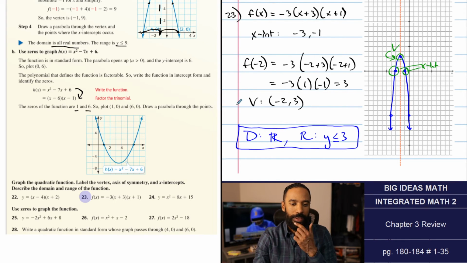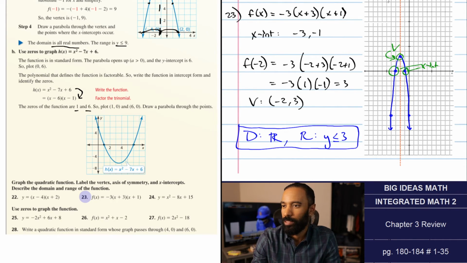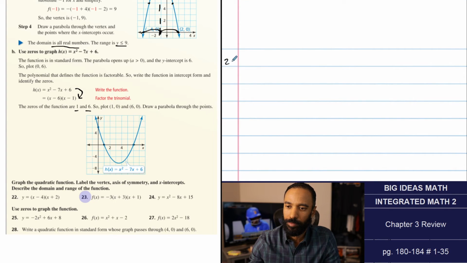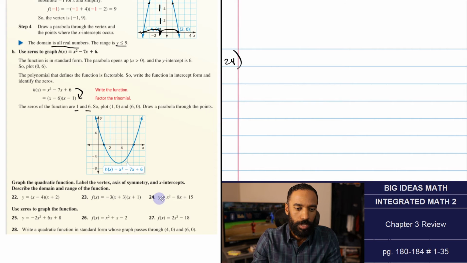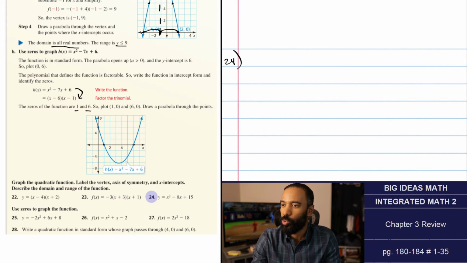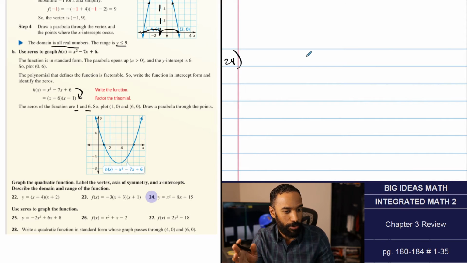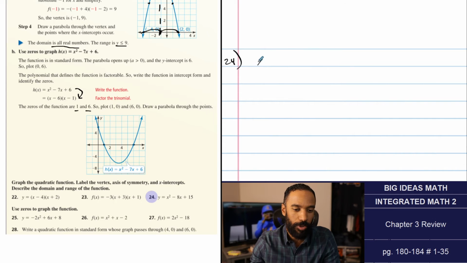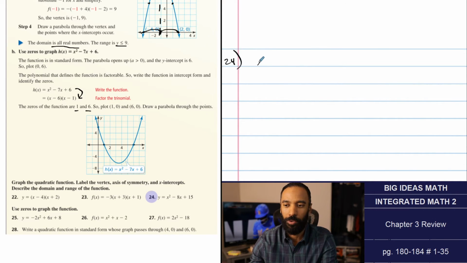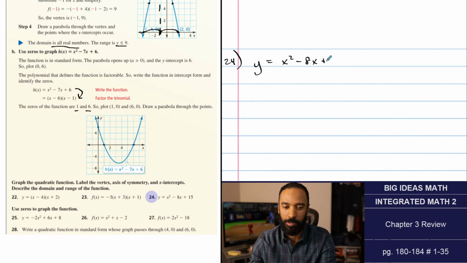There's number 23. Another one of these. Number 24, y equals x squared minus 8x plus 15. Okay, this one is in standard form. They say graph the function. They don't say what to do with it, but if it's factorable, we might as well try and factor it. And it is factorable. Y equals x squared minus 8x plus 15.